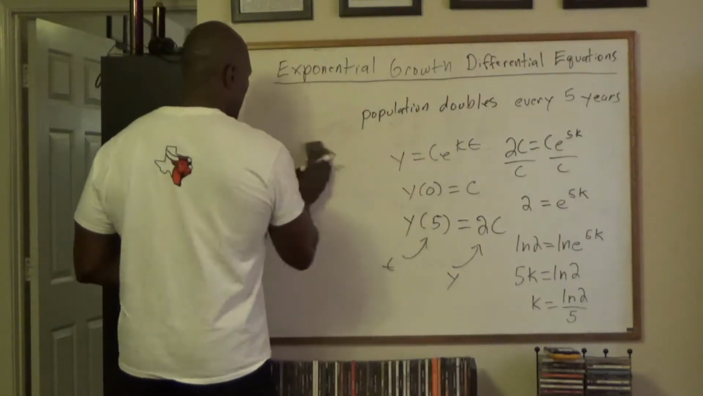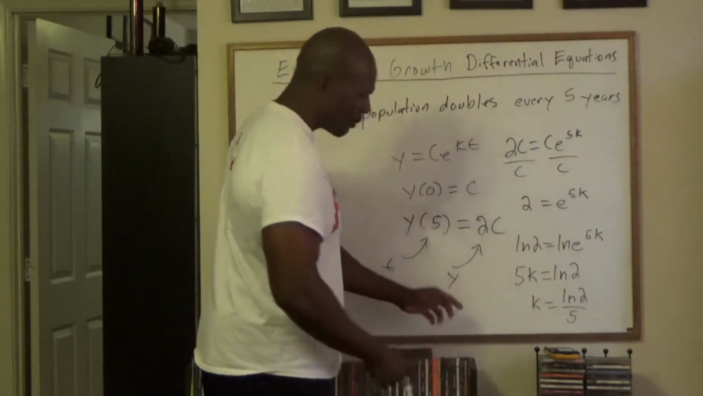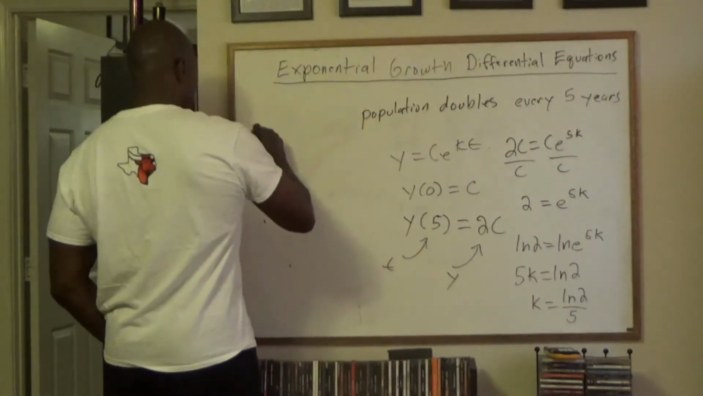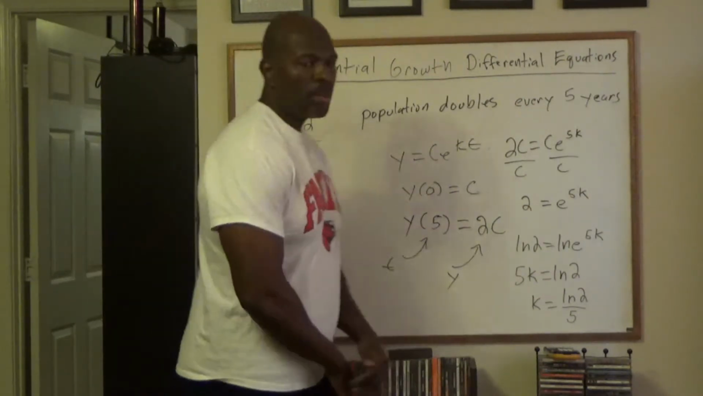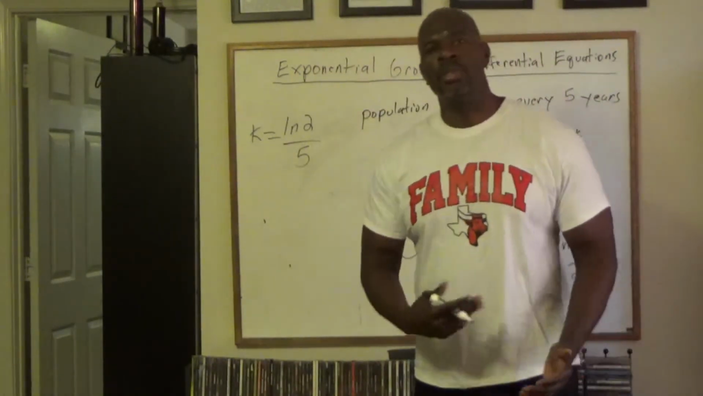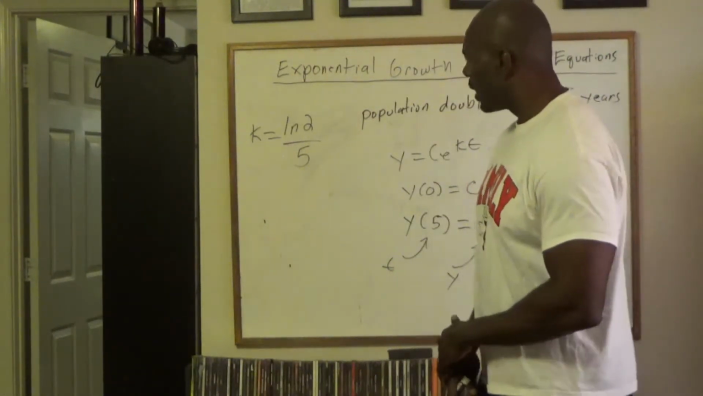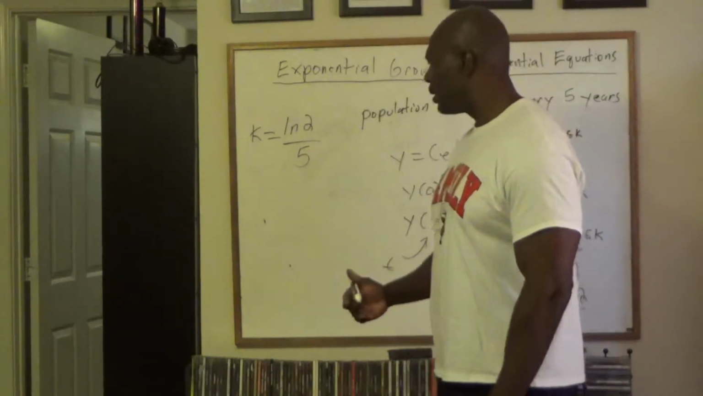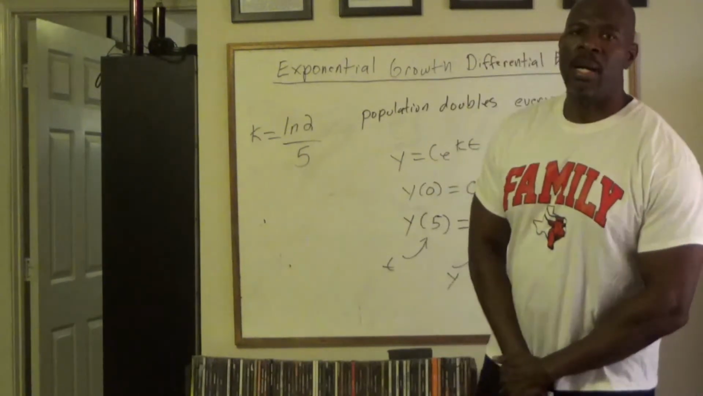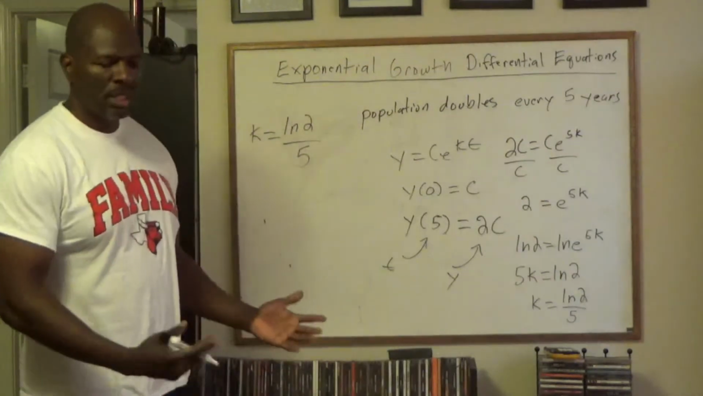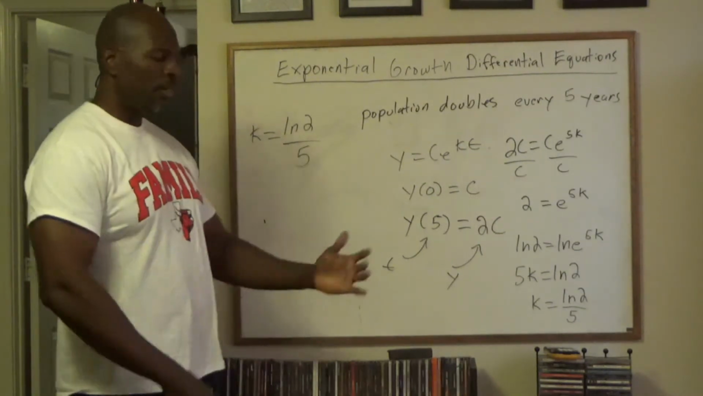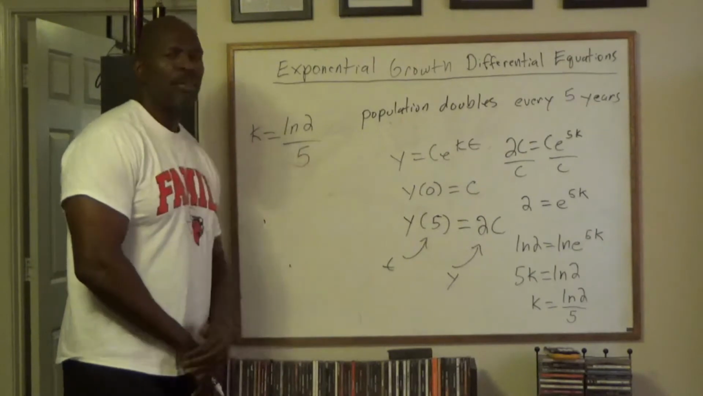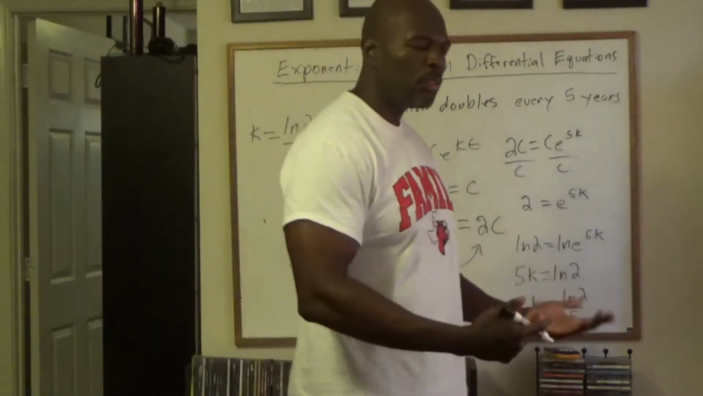However, prior to doing that calculation, I'd like to point out something about k in this type of scenario. So k is ln 2 divided by 5. Whenever we have a doubling exponential growth differential equation, and it wants you to find k and tells you the population doubles after so many years, it will always be ln 2 divided by the number of years it takes the population to double. We commonly use double for populations, but if it said triple, we would do ln 3 divided by the number of years it takes to triple. If it said quadruple, we would do ln 4 divided by the number of years it takes to quadruple, and so forth.